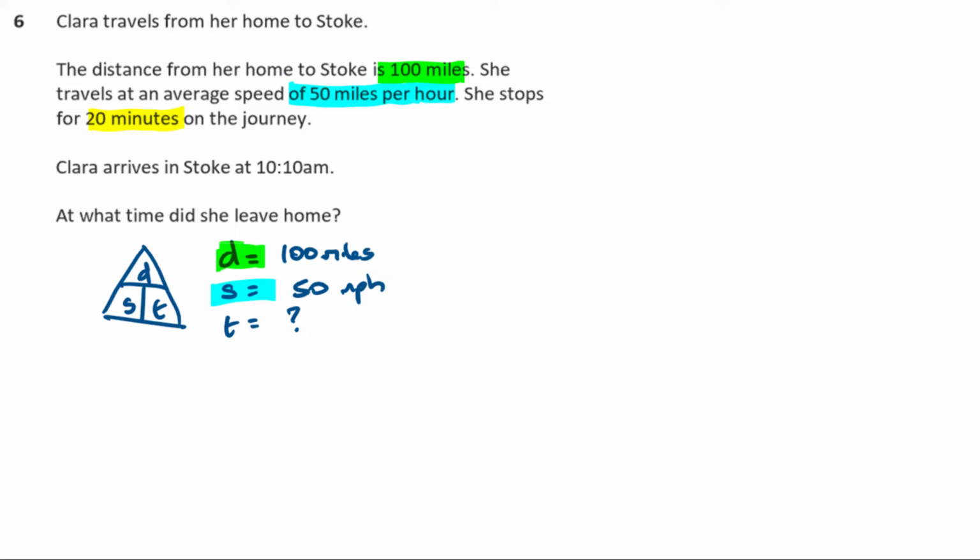Okay, so what we do with the DST triangle, we cover up the thing we want to find, which is T, and that tells us what to do with the other two. Because the D is above the S, we know that time equals distance divided by speed. So then it's just a matter of subbing those values in. Distance is 100, speed is 50, divide one by the other, we're going to get 2. What's the units? We've got miles divided by miles per hour, so that's going to be hours.